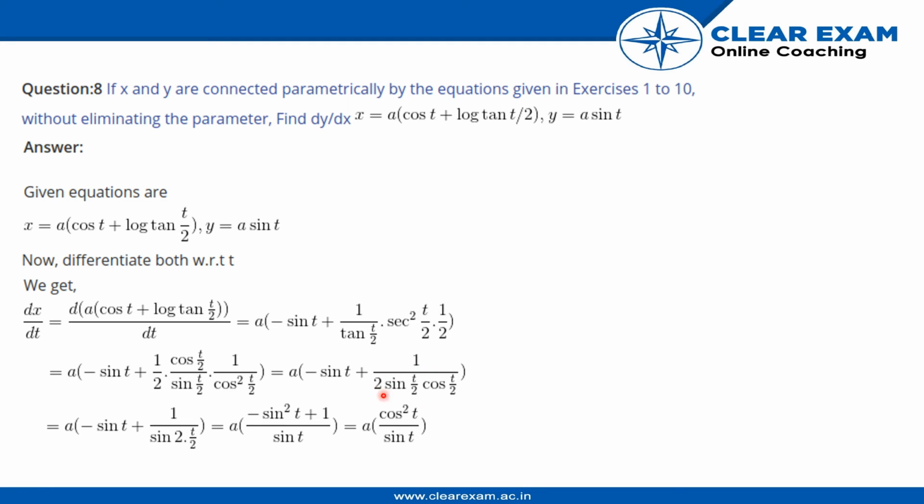this is 2 sine theta cos theta form, which will be sine 2 theta, so sine 2 into t/2, this is 1 upon sine t. Taking LCM, minus sin square t plus 1 by sine t, this is equals to a cos square t by sine t.